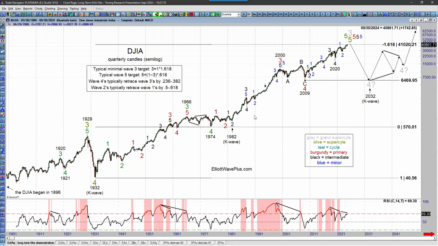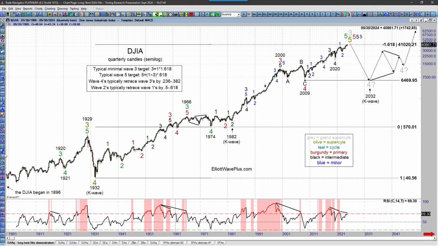So let's see if we can find some Fibonacci targets based on what we see here so far. Well, the first one is, this wave 3 was massive. And I'm talking about in burgundy. That would be the move up from the early 80s up through the year 2000.